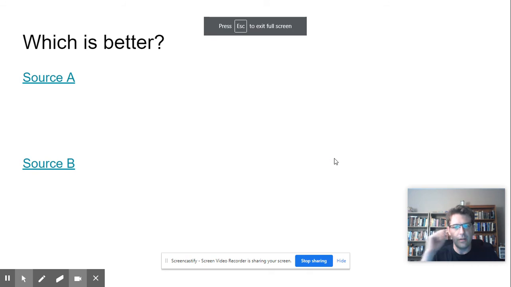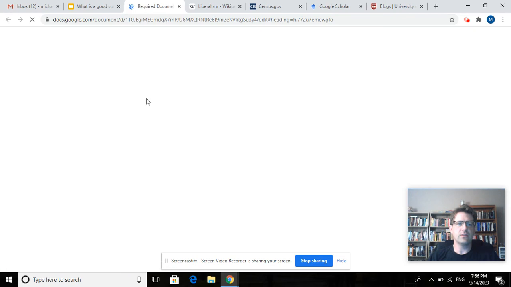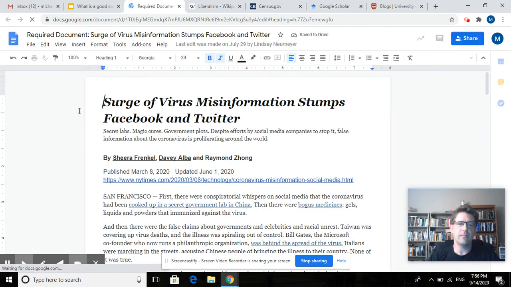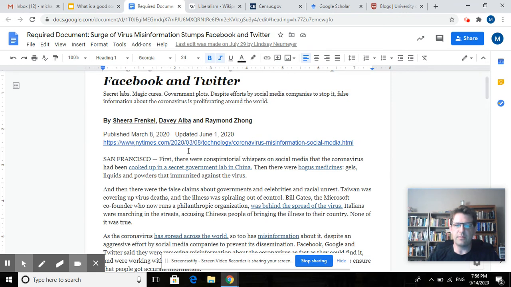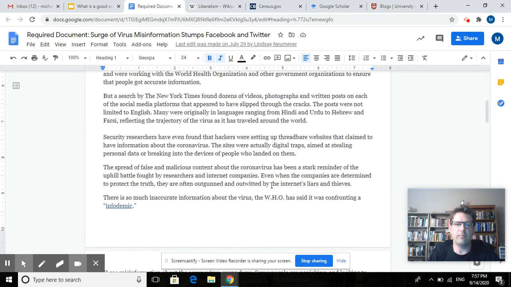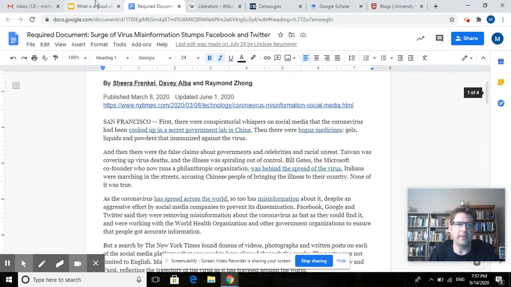I have two sources here, and I want you to tell me which is better. Let's have a look. Source A. This is your doc that we could be using later. It is a New York Times article. We have the people's names here. Another reason why you want to have names on your source is that you can look the person up and see if they're really an expert, right? So that's good to have the names right up there. All right, so there's that. And the whole article there, which you have access to.